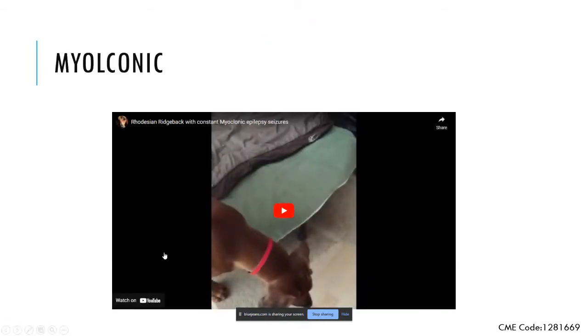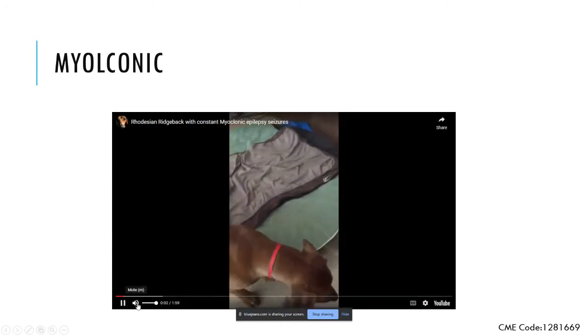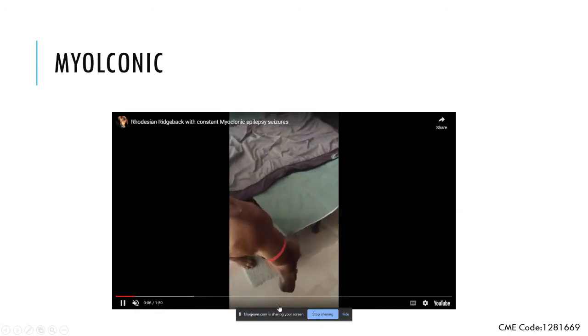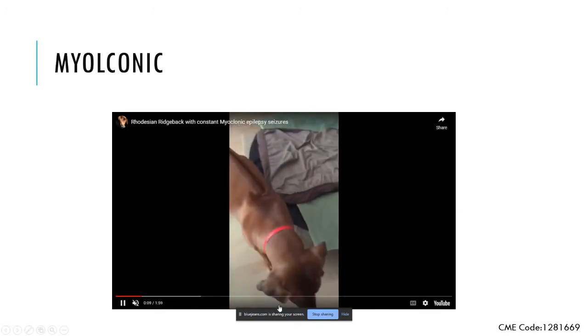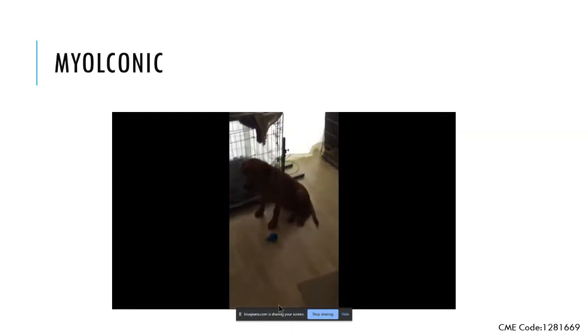Taking a break from human patients, this is a furry friend with myoclonic epilepsy. Myoclonic seizures are muscle contractions lasting less than 100 milliseconds, as seen in our friend here.